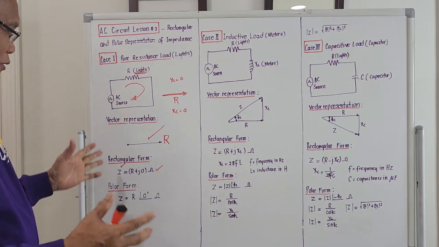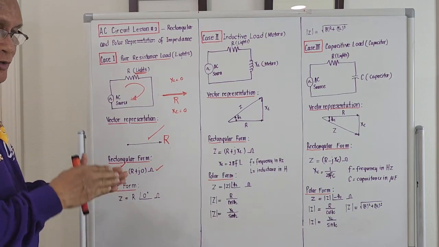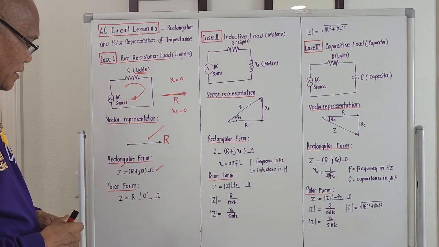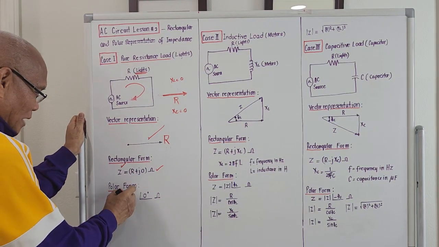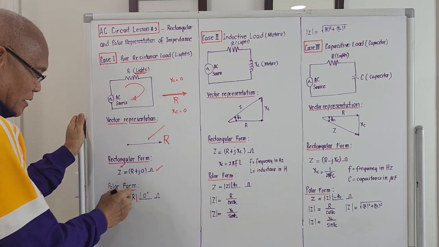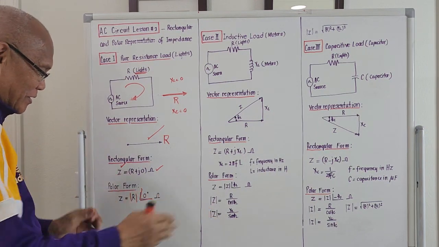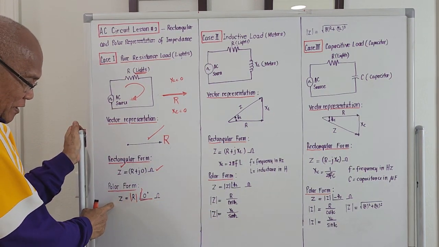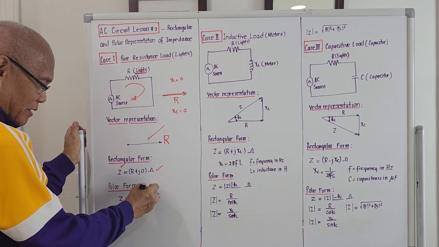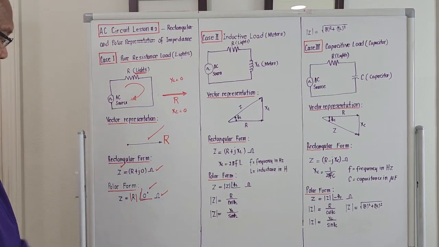How about the polar form? The polar form is in terms of its magnitude and angle of inclination or direction. So this here should be the absolute value of R, meaning just the magnitude. This sign here is angle. We read this as: the impedance for a pure resistive load will be the absolute value of R, angle 0 degree. And the unit is still ohms. That's the representation.